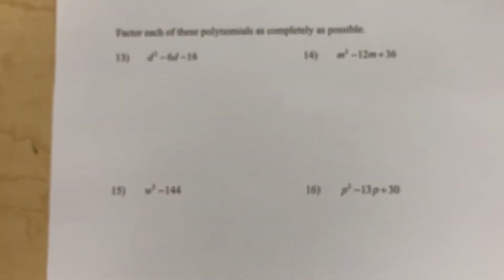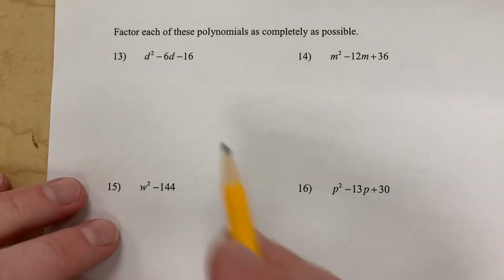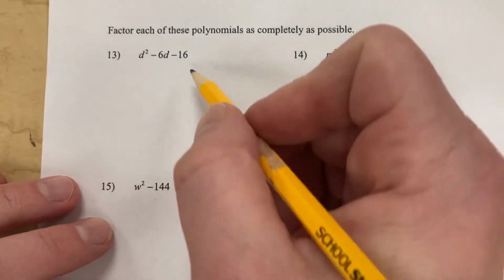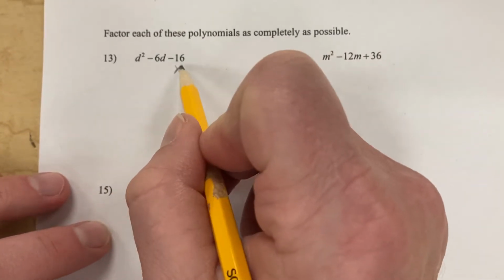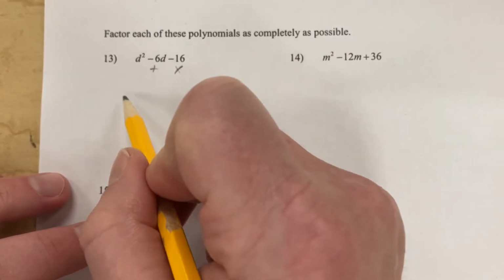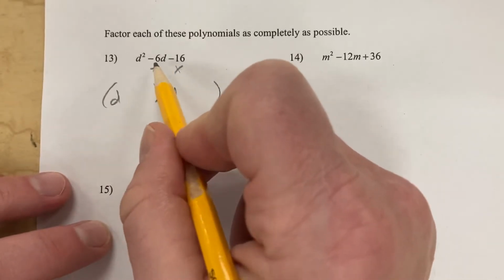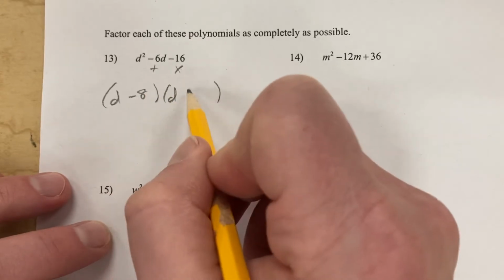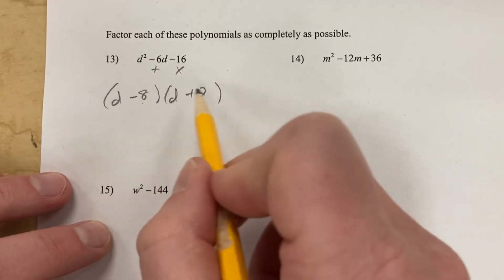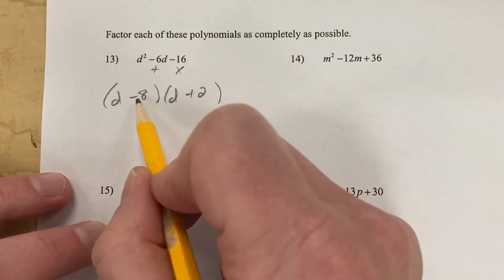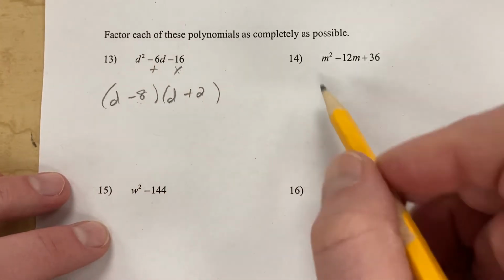All right, this is part 2 of our review for our test. These are asking us to factor these. When we factor them, we're looking for numbers that multiply to equal the back and add to equal the middle. So what two numbers multiply to equal negative 16 and add to equal negative 6? That would be negative 8 and positive 2. Negative 8 times 2 is negative 16. Negative 8 plus 2 is negative 6.